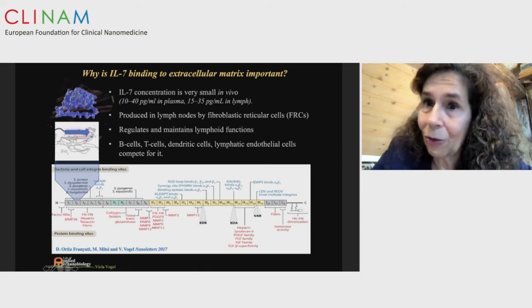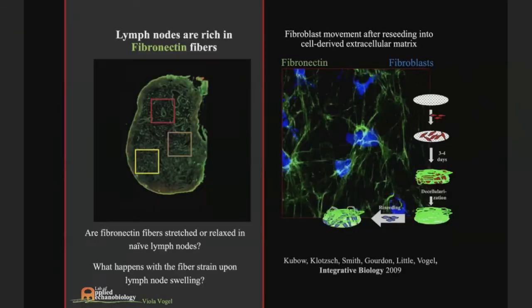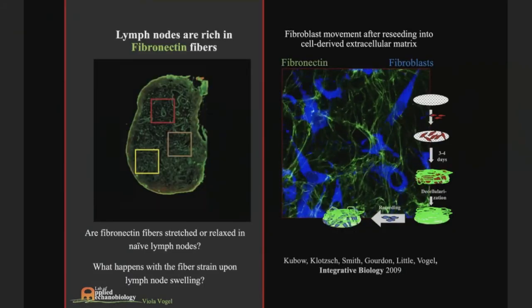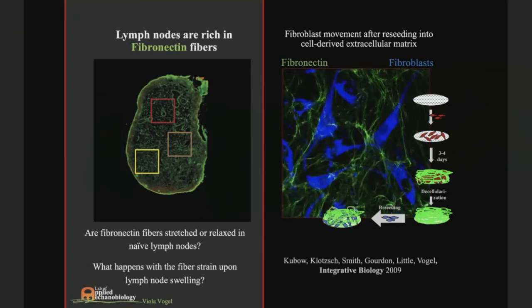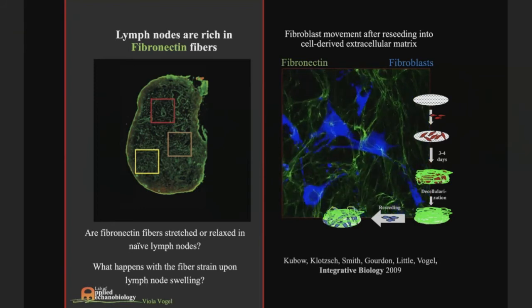Here you see the structure of IL-7. This upper part binds to the receptor, but then you see a long loop, and this long loop binds to the type 1 domain. While lymph nodes are not just rich in collagen, you see on the left side a stain showing that healthy lymph nodes are very, very rich in fibronectin as well.